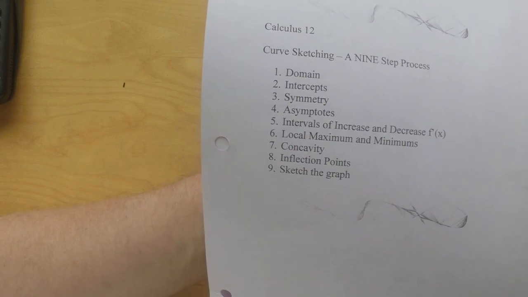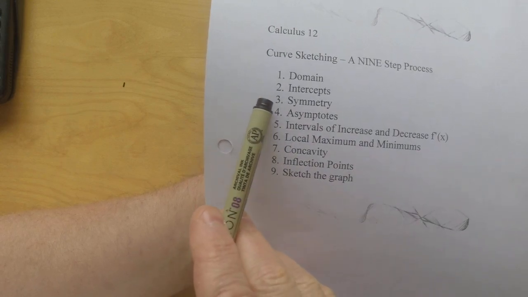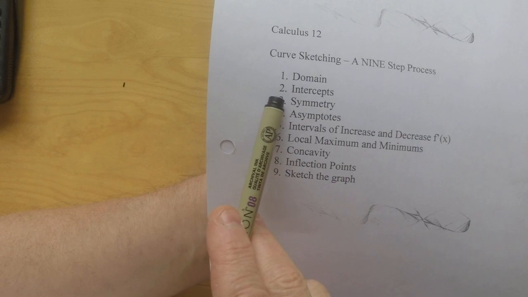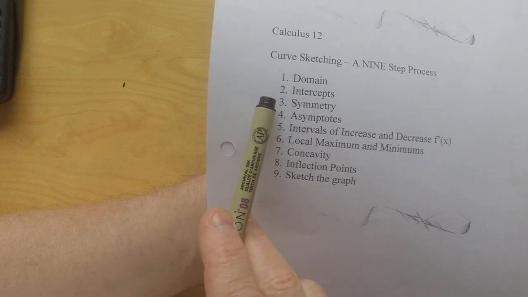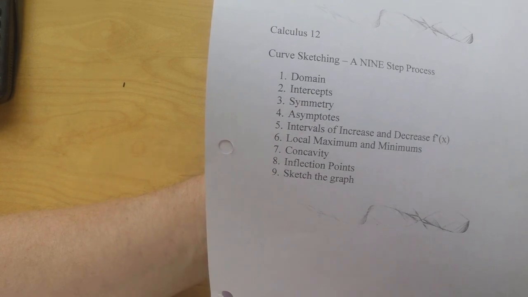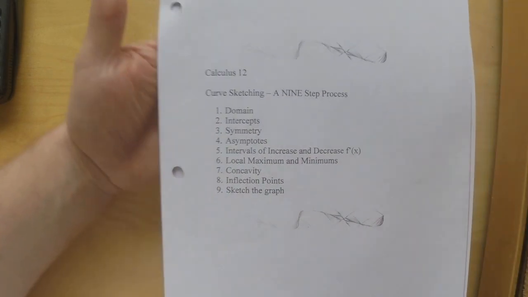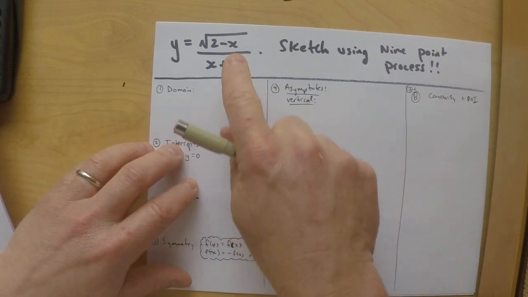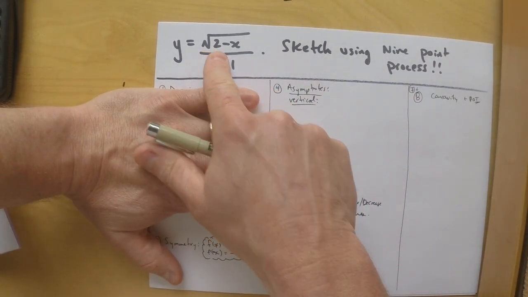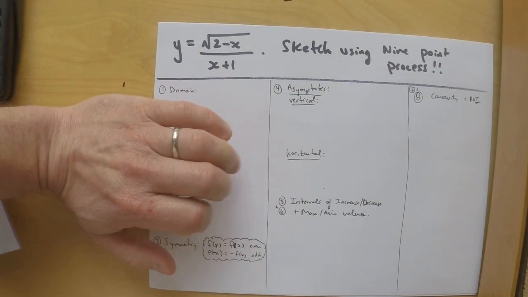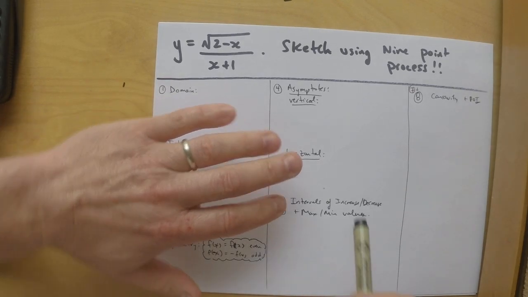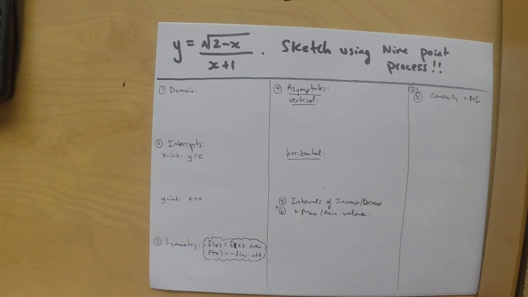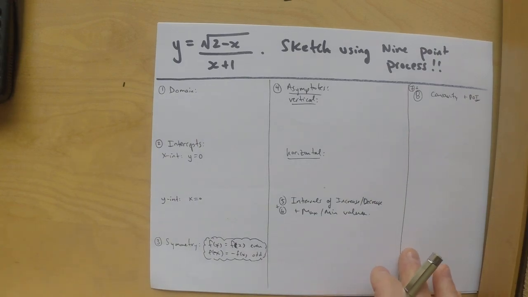They are long. Some of them I don't do. Symmetry, to be honest, I don't always do because I find it doesn't always help. But if you do it and there is symmetry, it can save you time. And let's go through the process. So here's the example that we're going to do. It is sketching this function, square root of 2 minus x all divided by x plus 1. And we're going to sketch it, check it with Desmos, use all of our techniques to go through it. So let's start this puppy out.